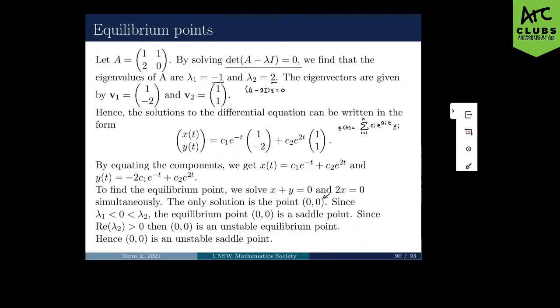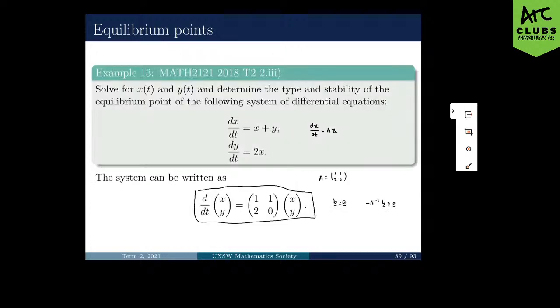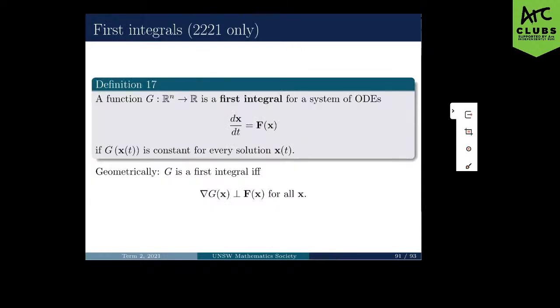Yeah, but we know that one eigenvalue is positive, and so the equilibrium point must be unstable. And we can classify this as an unstable saddle point because the eigenvalues have opposite signs. So yeah, it's an unstable saddle point. And now we've answered the question, I hope. Anyways. Okay.